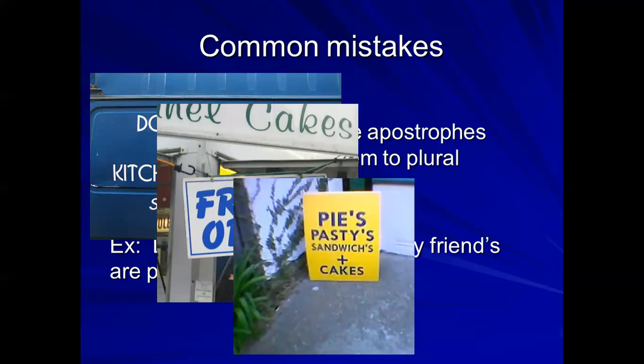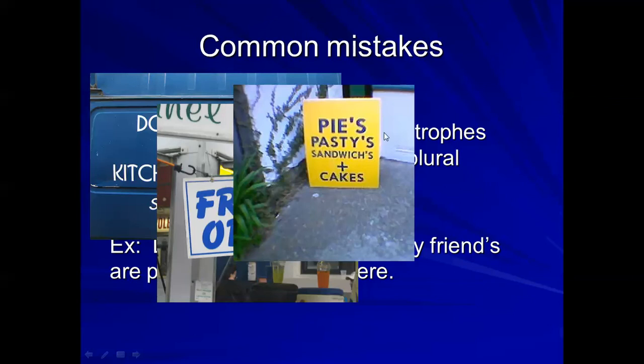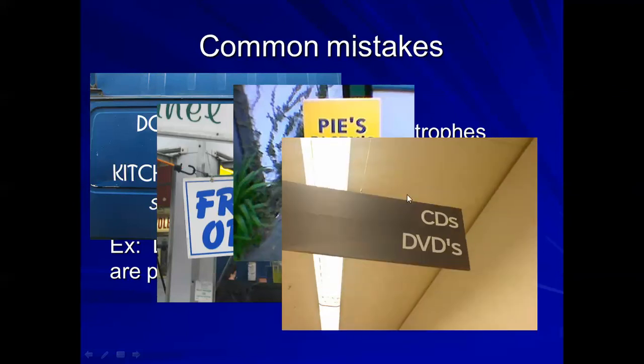This one is one of my favorites because it's apostrophe S on pies, pasties, and sandwiches, but inexplicably not on cakes. So again, you see that lack of consistency here, lots of confusion. And then even here, you can buy CDs without the apostrophe, or you can buy DVDs with the apostrophe. And again, in none of these cases do you need that apostrophe. If you're just forming the plural version of something, you really don't need to have an apostrophe. There are very rare instances where that ever becomes necessary.